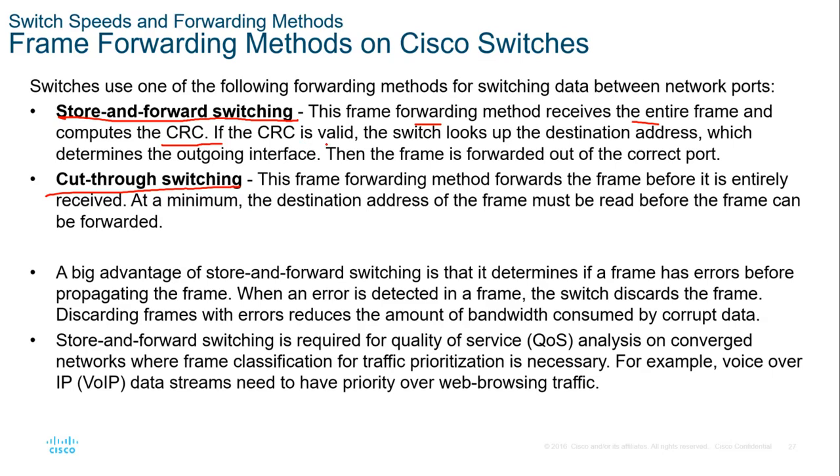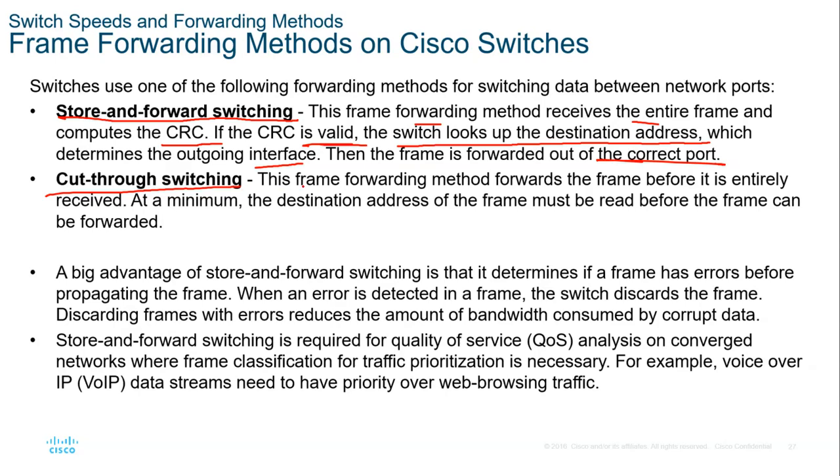If the CRC is valid, then the switch looks up the destination address, which determines the outgoing interface. So once the destination MAC address is known, it determines the outgoing interface, and then the frame is forwarded out of the correct port. That is if the frame is valid.